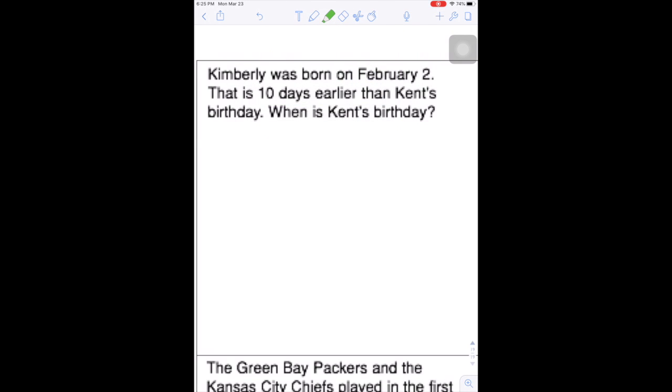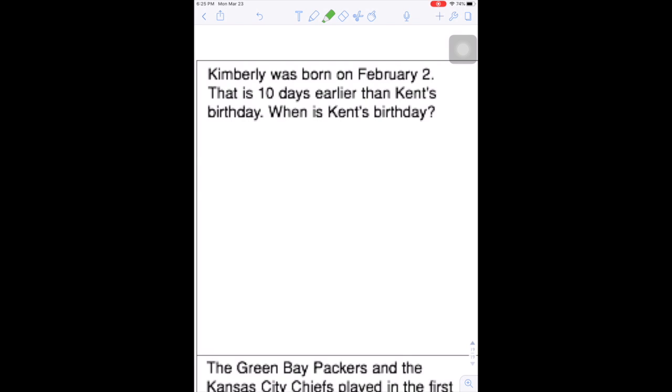So Kimberly was born on February 2nd. That is 10 days earlier than Kent's birthday. When is Kent's birthday? So again, Kimberly was born on February 2nd. That is 10 days earlier than Kent's birthday. When is Kent's birthday?